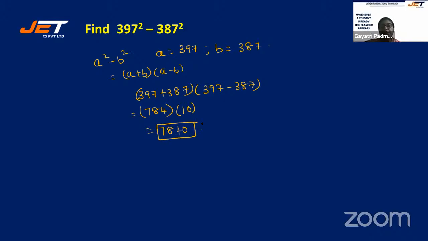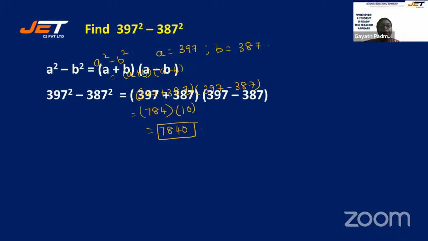Okay. See, in 2 minutes, we are able to complete this question by using the mathematical formulas. If you are going to use the normal method, then you have to keep multiplying, get the answer, then again do the other multiplication, get the answer, then minus it. And finally, you get one answer. Okay, let's see the key. Yes, a plus b into a minus b, 784 into 10, 7840.